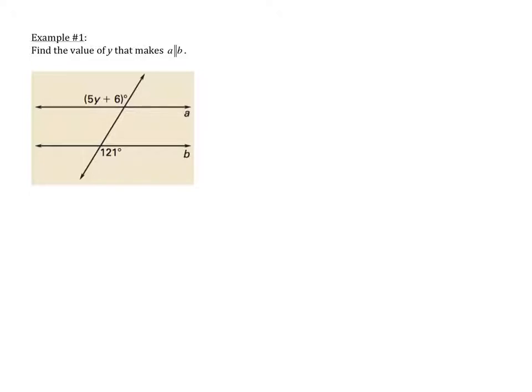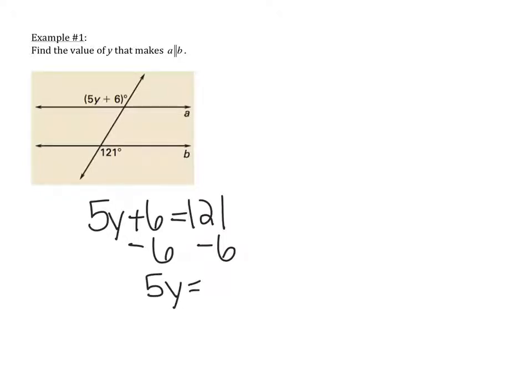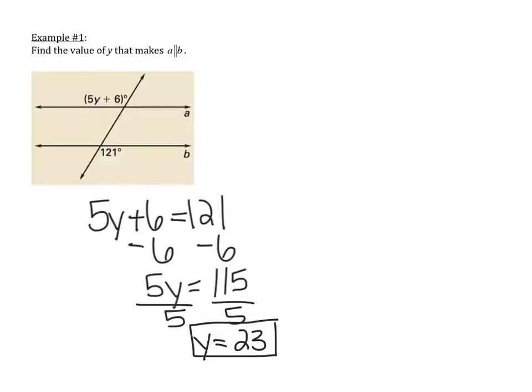in order to prove that A is parallel to B. So we're just going to set up the problem and put 5y plus 6 equals 121. If I subtract 6, I get 5y equals 115. Then dividing by 5, I would get y equals 23. So what this means is if y was equal to 23, that would make this angle equal to this angle, and therefore alternate exterior angles would be congruent, and that would make line A parallel to B.